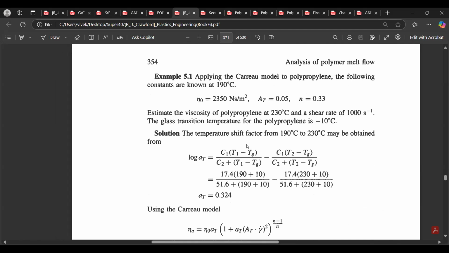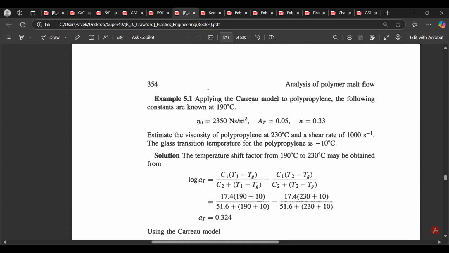Okay, theory is also important. See, this question is from the WLF equation. So based on the shift factor, the viscosity is asked. So see this Carreau model, right? Now tell me whether this question was asked in GATE or not last year. This exactly same question was asked using the Carreau model.